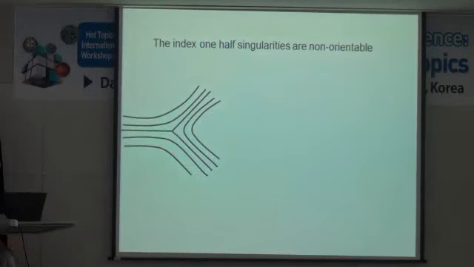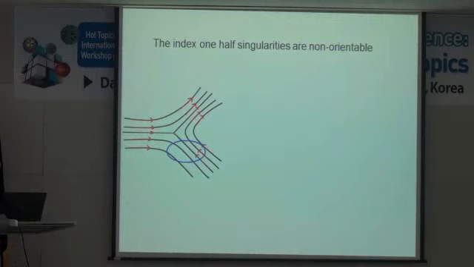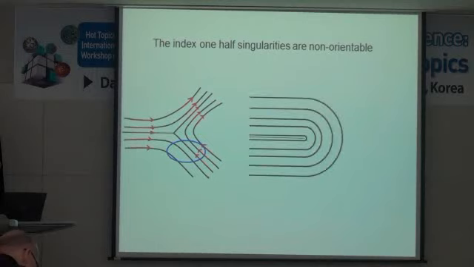And what's more, these index 1/2 singularities are also not orientable. These are not orientable, and you're in a simply connected region. The same sort of argument: if you try to orient this, then the arrows have to go up this way, they have to go this way, but they're going down in this way. So these are never orientable, and that's the same for this case. This is just the same example as I just gave when the inner radius of the cylinder is zero.